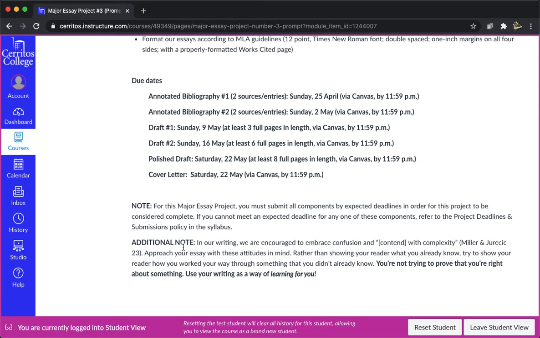So, additional note, in our writing, we are encouraged to embrace confusion and contend with complexity. Approach your essay with these attitudes in mind. Rather than showing your reader what you already know, try to show your reader how you worked your way through something that you didn't already know. You're not trying to prove that you're right about something. Use your writing as a way of learning for you.